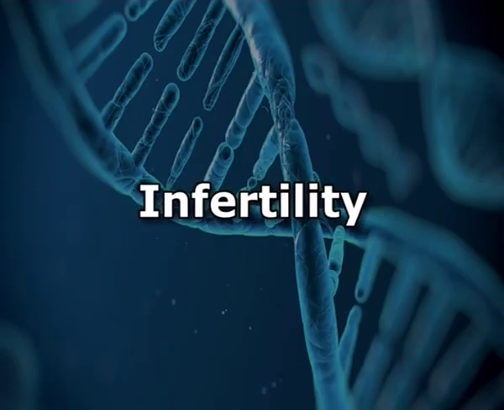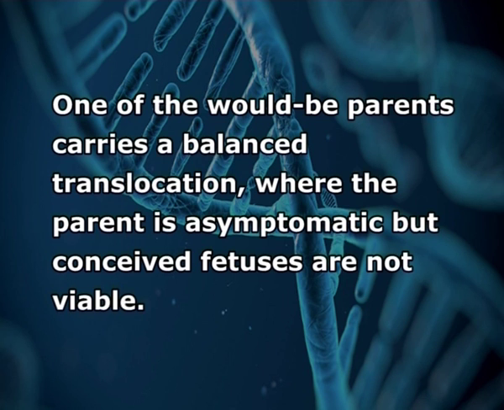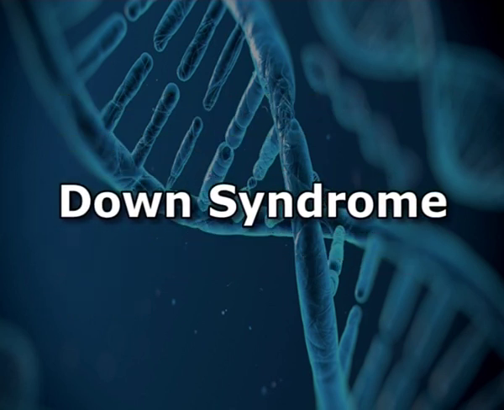And let's see also infertility. One of the would-be parents carries a balanced translocation where the parent is asymptomatic but conceived fetuses are not viable. Down syndrome is caused in a minority, 5% or less, of cases by a Robertsonian translocation of the chromosome 21 long arm onto the long arm of chromosome 14.